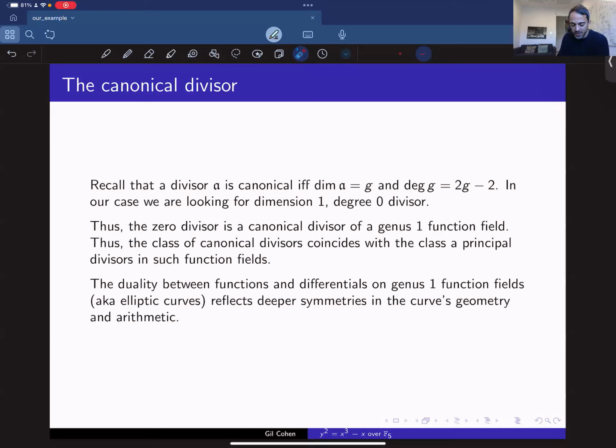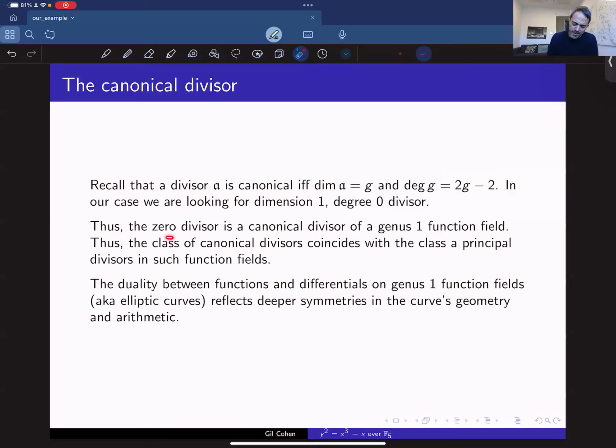But we have this characterization that tells us that a divisor is canonical exactly when the dimension of that divisor is the genus, and the degree is twice the genus minus 2. So for genus 1, and in particular for our case, but generally for genus 1 function fields, the dimension should be 1, since g is 1, and the degree should be 0, which is 2 times 1 minus 2. If you think about it for a second, you know such a divisor. The 0 divisor satisfies that. It has degree 0, and it has dimension 1 because the Riemann-Roch space there is exactly K, F5 in our case.